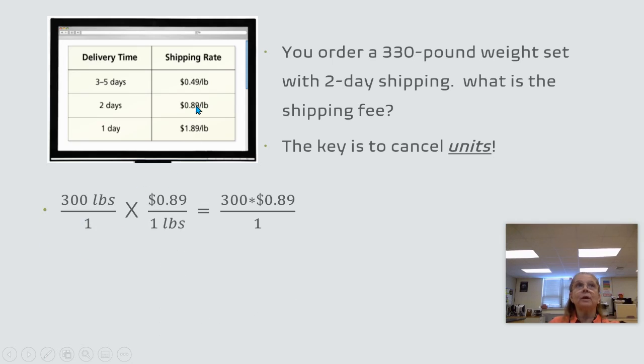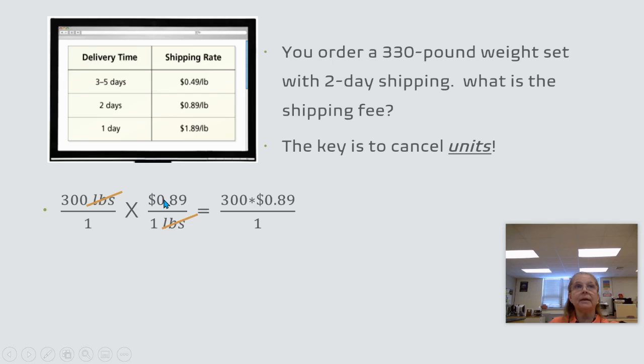Then you have to look up the price. The price for 2 days is 89 cents per pound. This is the unit conversion right here, the 89 cents per pound. We want the pounds to cancel out because we're looking for cost. We need the dollar bill on top. So we're going to cross out the pounds, and the only unit we're left with is the dollar sign.